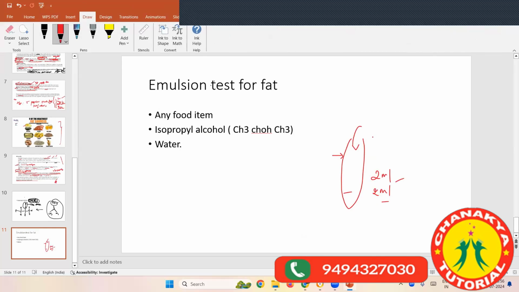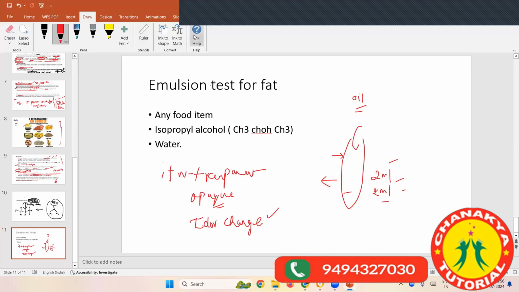If you're taking a liquid food item, for example, we took oil the first time, 2 ml, 2 ml is enough. And then what will be the result? If the solution turns non-transparent, or you can say opaque, you can use both the words, or basically if a color change is happening, then you can say it shows the presence of fat. Yes, ma'am, got it.